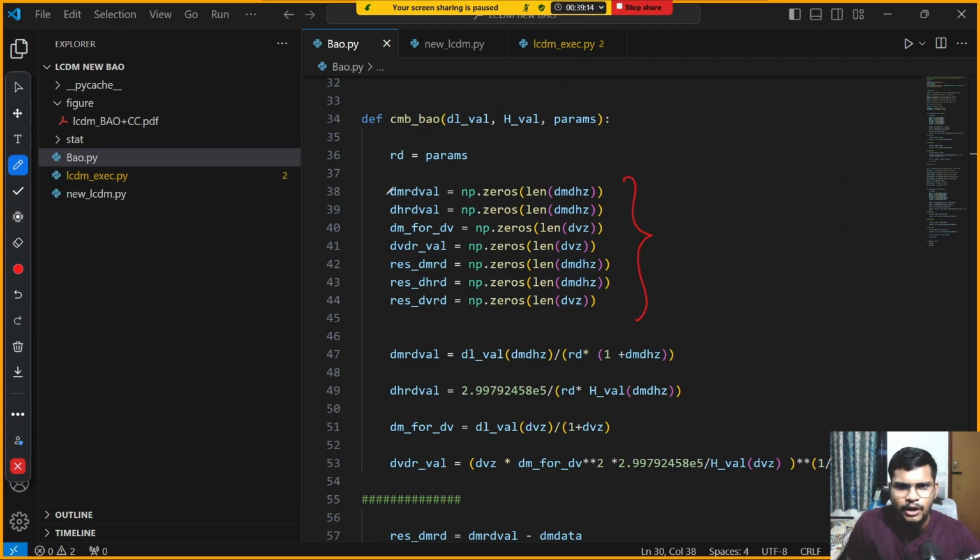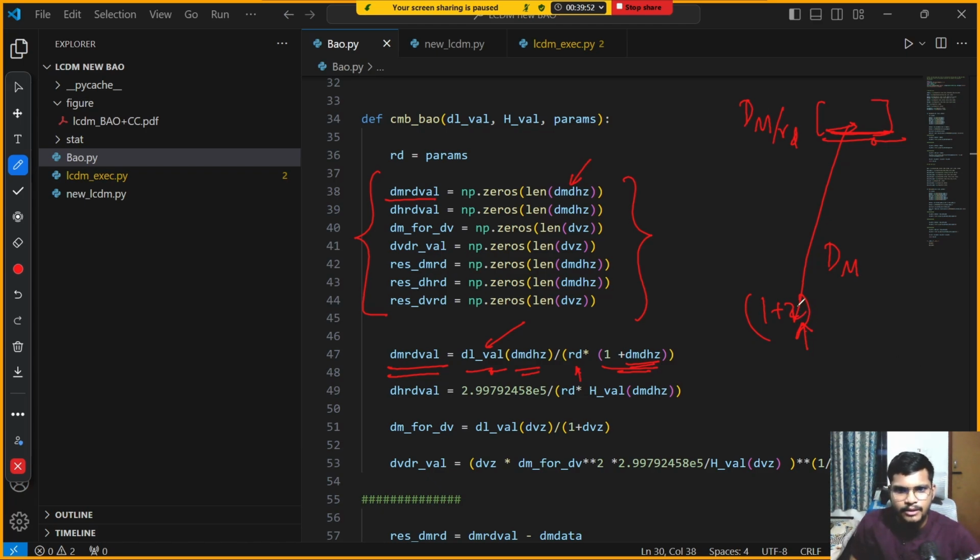Over here, I'm just making an object that will contain whatever the DM over rd values are. First is the length. What is the length of DM over rd? Because DM over rd has certain redshifts, and that would be the length. So I'm first defining this length. Then I calculate DL, whatever the DL value I have calculated, only for the redshift of this DM value. And there is rd, and since I am calculating DM, there has to be 1 plus z. And which z am I talking about? The z corresponding to this one. I cannot just take any arbitrary z. So this is done. DM is done.